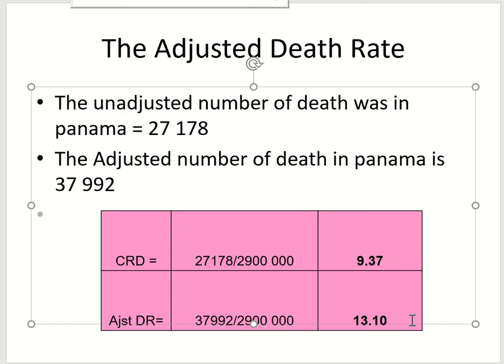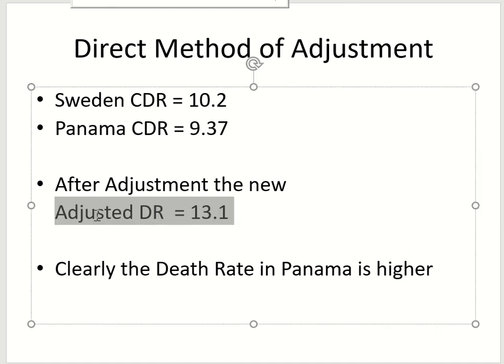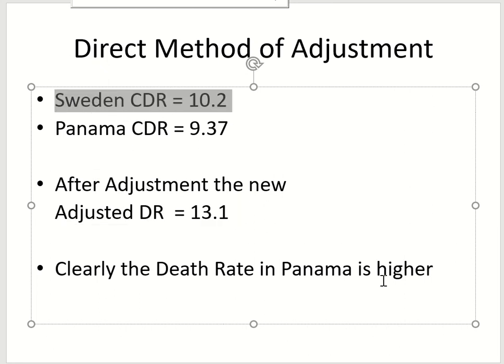Every country kept its own age-specific death rate, and therefore the total death rate that you calculate now can be comparable. And obviously, once you've adjusted that, you notice that the adjusted death rate of Panama is higher than Sweden, which is what we were expecting to see.